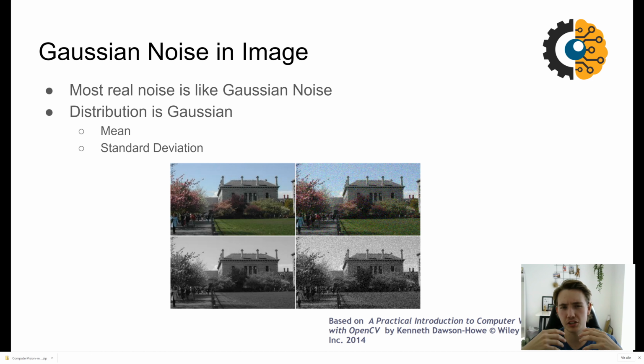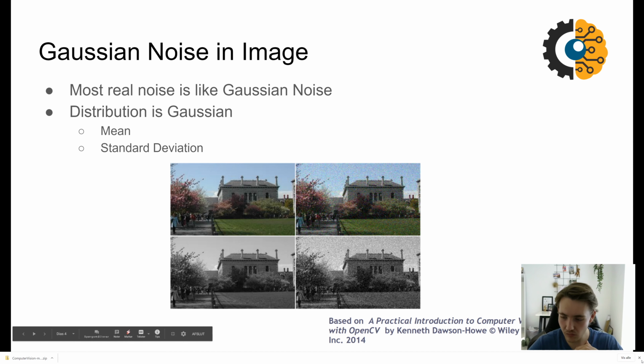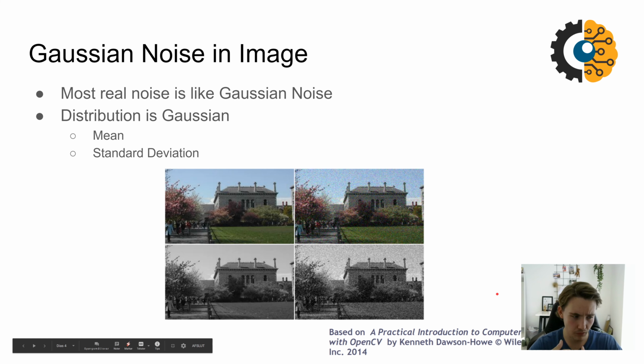It doesn't really destroy the image, but we can still do some pre-processing on the image to try to smooth this Gaussian noise out more, so it'll be a better quality picture and it won't affect our image processing that much.